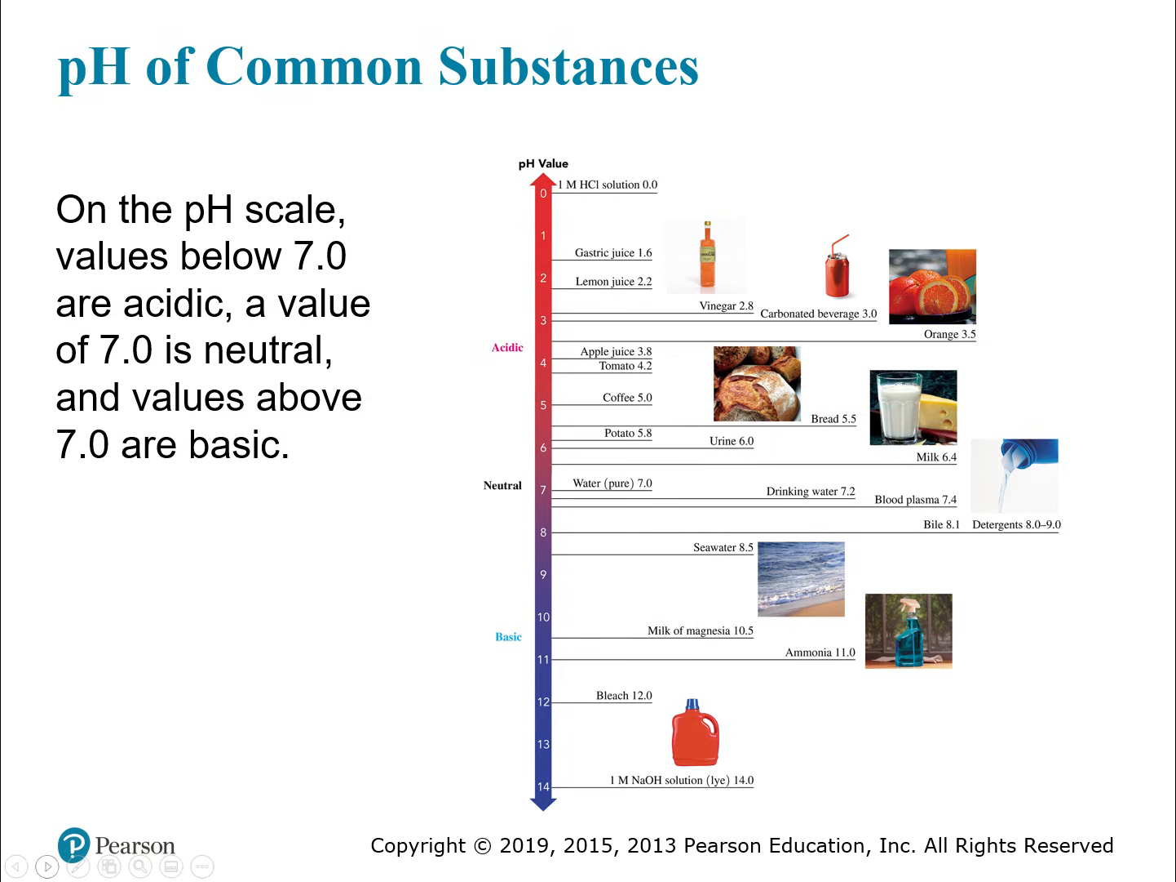This image just shows you the pH of some common substances that you might have around the house or that you may have encountered in life. So 1 molar HCl, that's hydrochloric acid, very, very acidic. Close to that, gastric juices, so that's in your stomach. Lemon juice, very acidic.